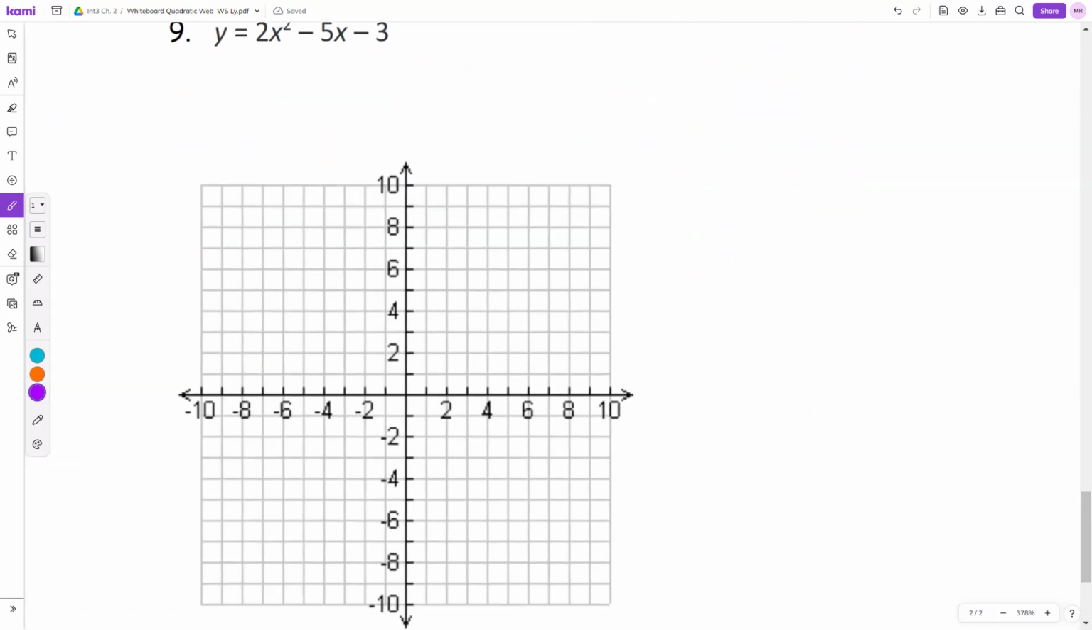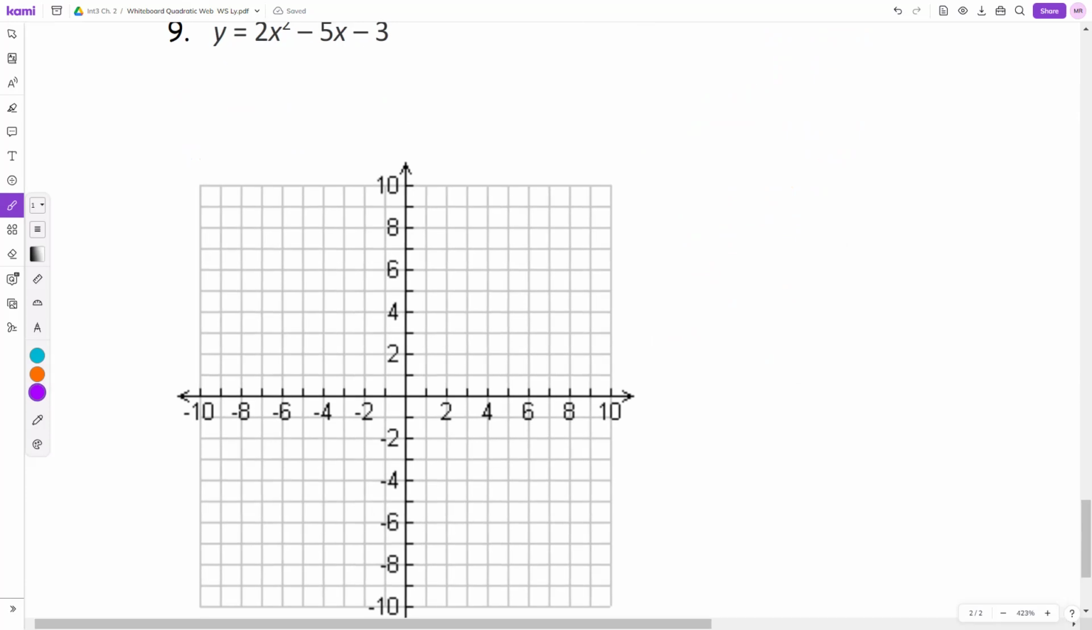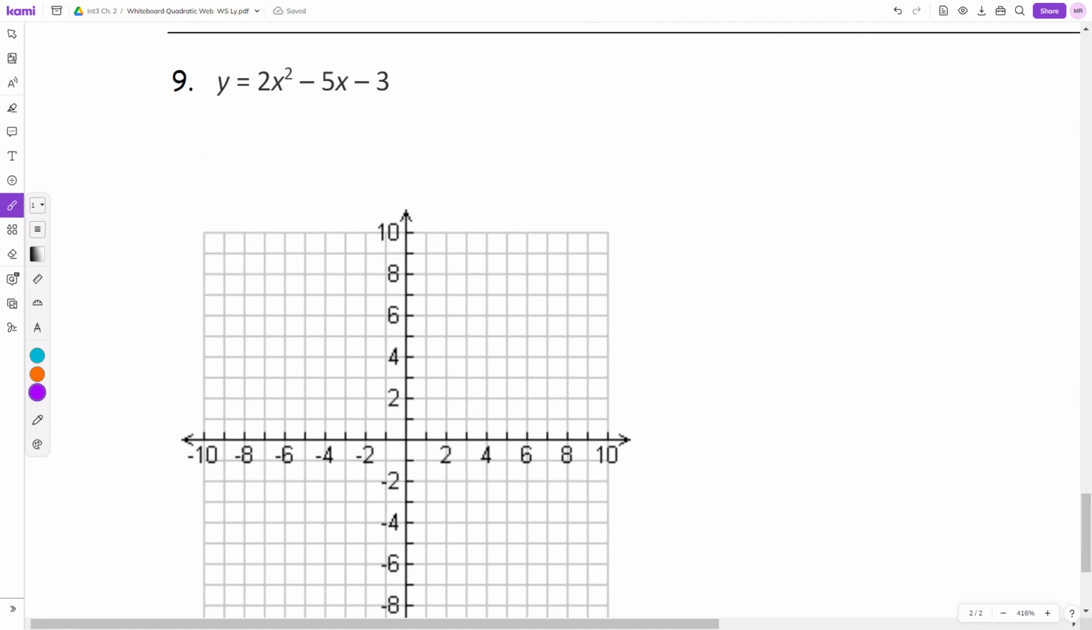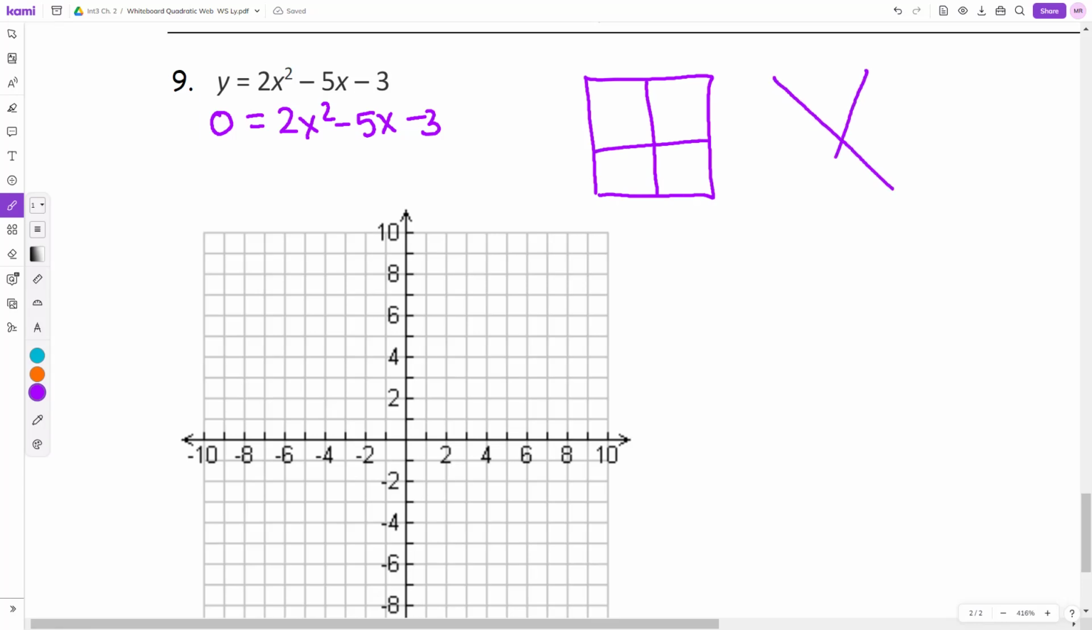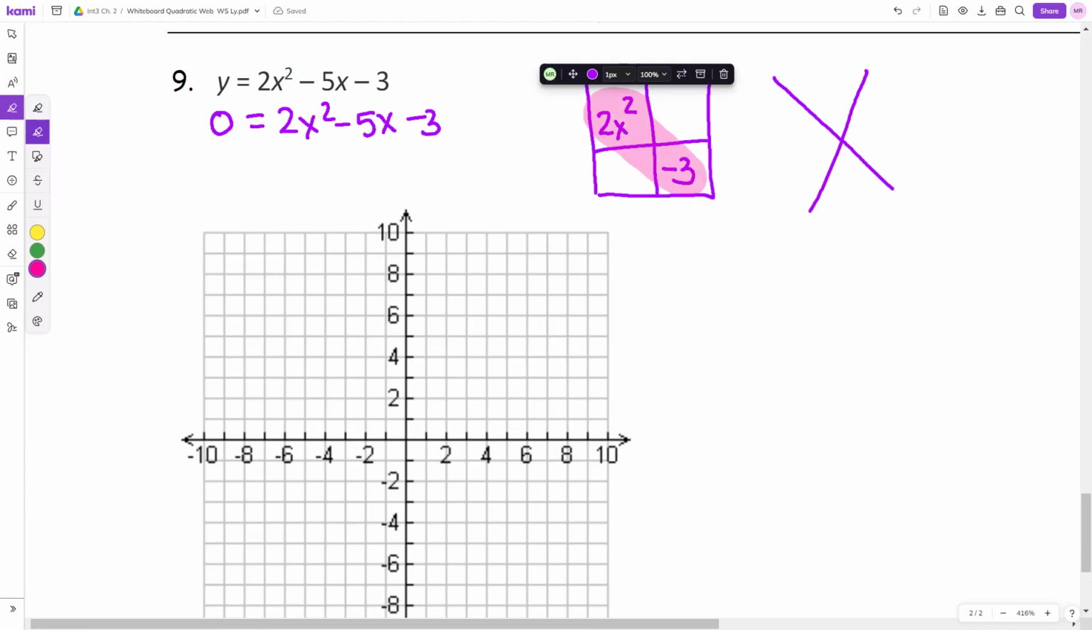On a problem like number 9, okay, I'm going to have you guys try this one. But I'll set it up. You're going to put 0 here. You're going to have 2x squared minus 5x minus 3. For a problem like this, you're going to probably want to factor it using a box to diamond. You're going to put your 2x squared here. You're going to put your constant -3 here. Always with this setup, when I multiply these together, that's going to give me what I put here.